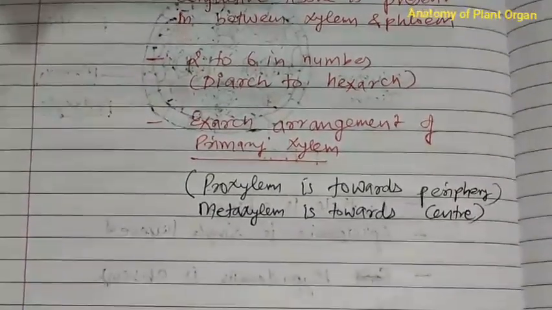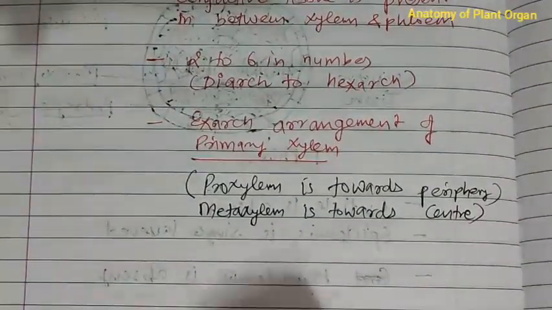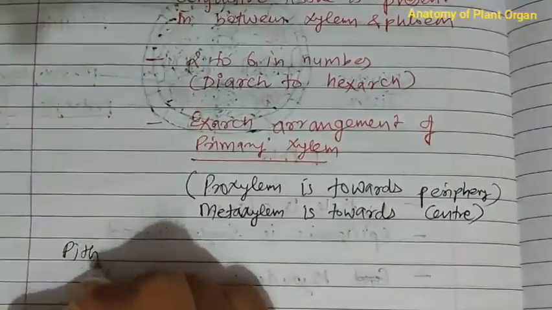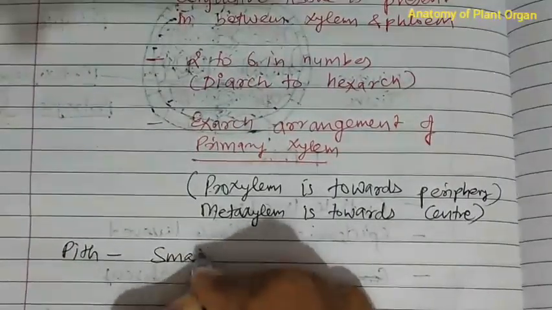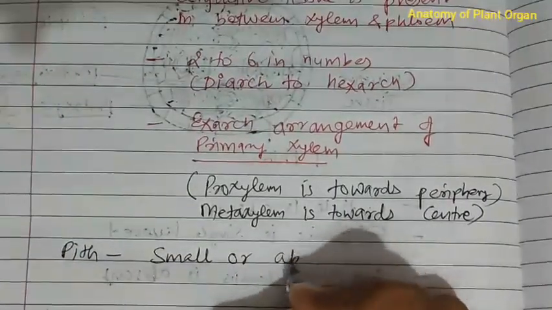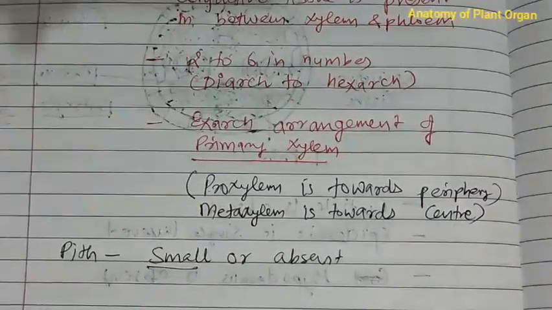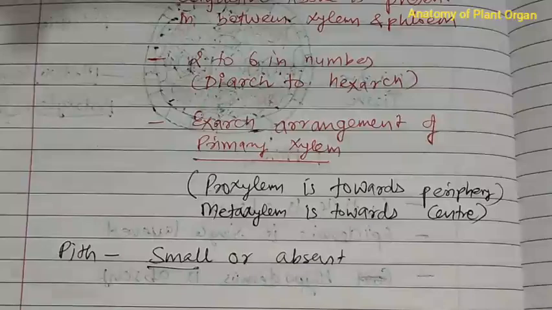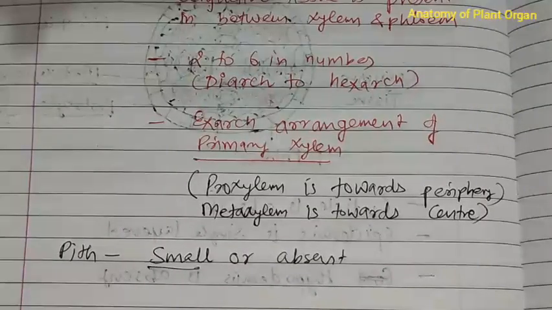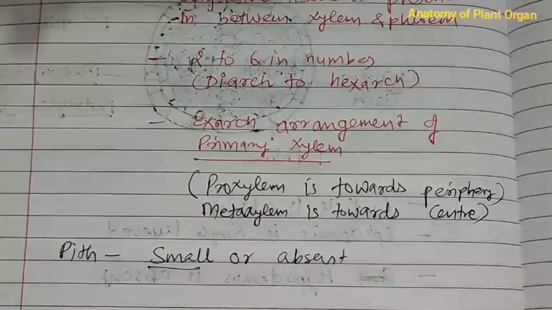Next to that there is a pith, and this pith is small or absent, and if it is small it means it is not well developed. So this is the characteristic of particularly dicot root.